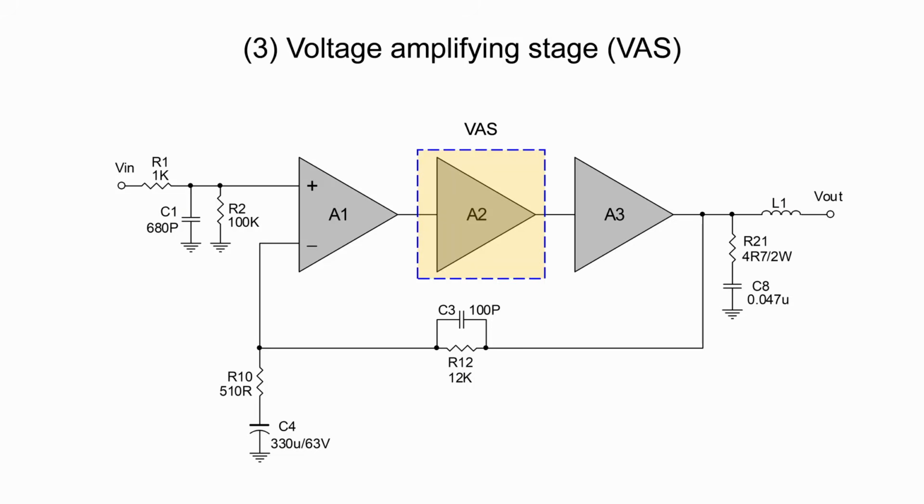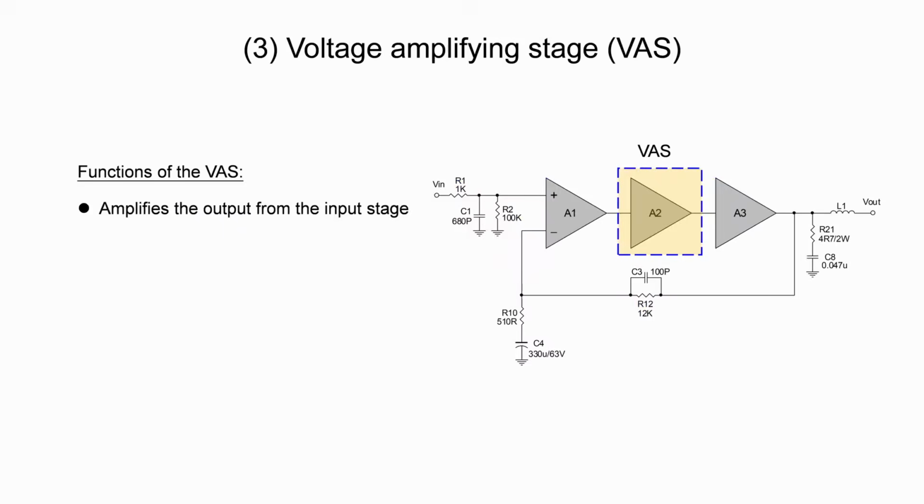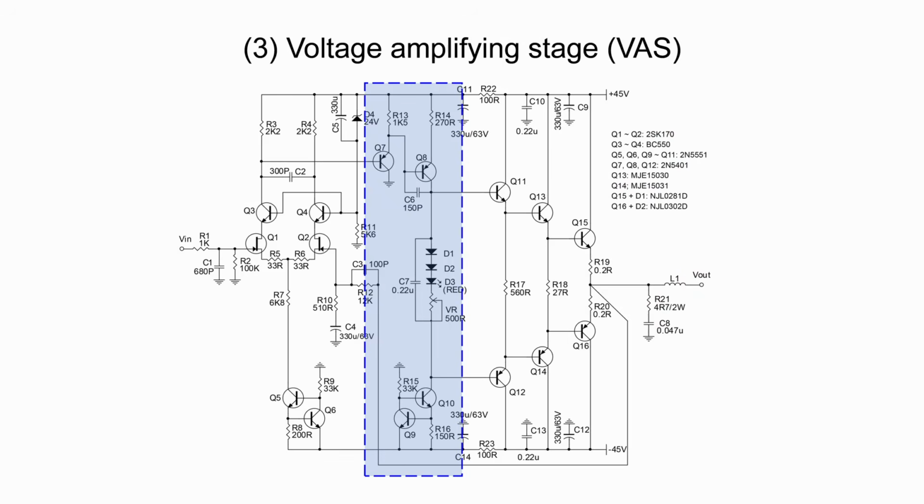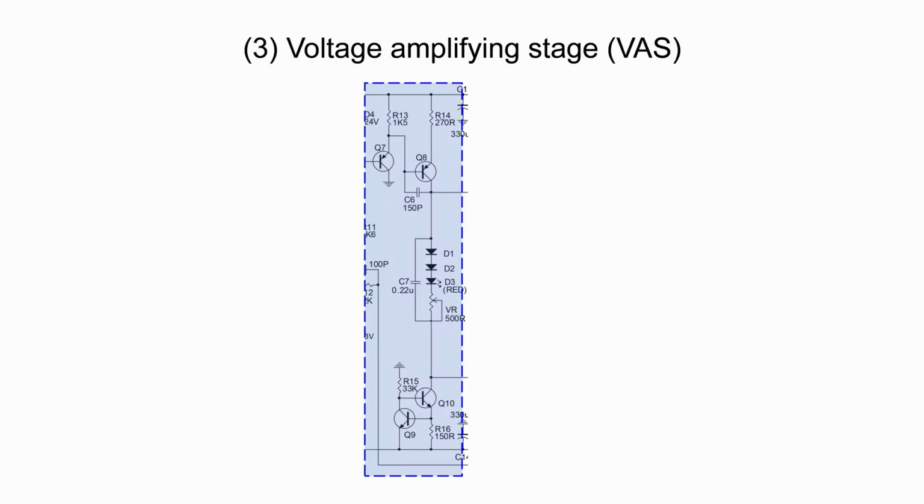Now, we move to the voltage amplifying stage. One of the functions of the voltage amplifying stage is, of course, to produce a voltage gain. As a matter of fact, the voltage gain of this stage is very high so that it contributes to a very high open-loop gain for the entire amplifier. Additionally, this stage also creates a DC voltage spread to bias the output stage. This is where the voltage amplifying stage is located.